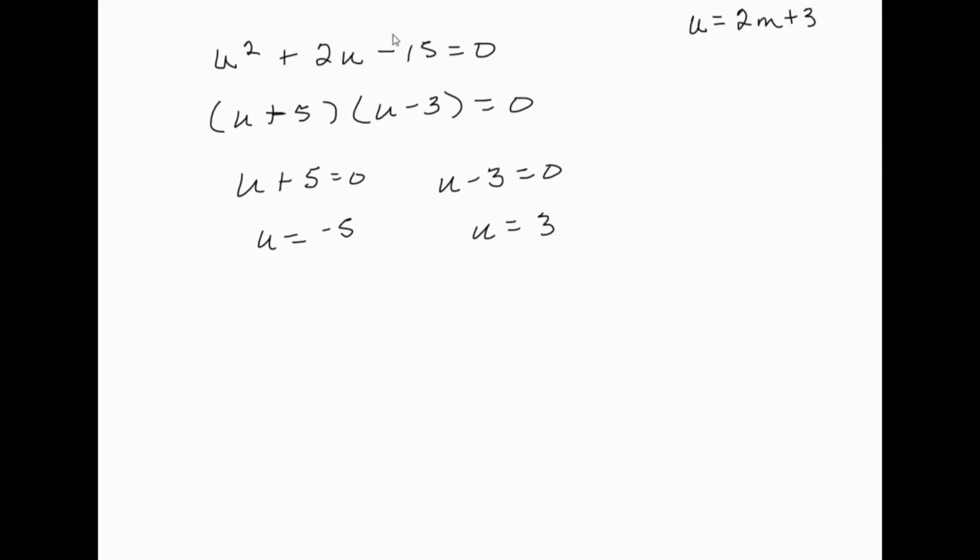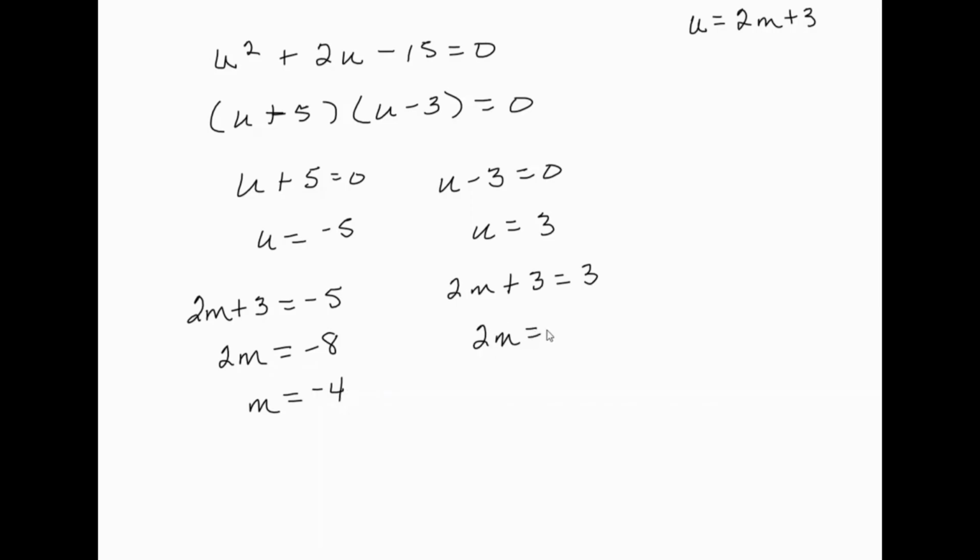So I substitute the 2m plus 3 back in place of this u. So I have 2m plus 3 equals negative 5, and 2m plus 3 equals 3. And I solve each of these. So over here with this first equation, I have negative 4 for m. And with my second equation, I have m equal to 0.